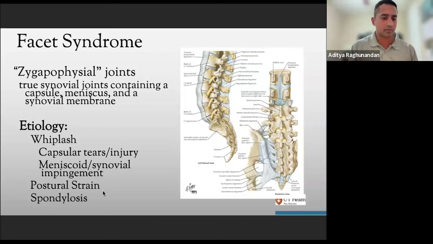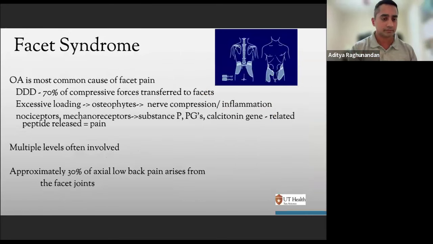Etiology of pain from this is usually whiplash injuries. When we talk about whiplash injuries, it's a combination of both a capsular tear and insult, and sometimes you can have these synovial folds that get impinged on themselves that can also cause pain. Prolonged postural strain can also increase load on the facet joint. This isn't something that happens acutely. This is more of a chronic or chronicity type issue. And then spondylosis, we went over that term and what that means, but it can ultimately put more load on the posterior elements, which can cause facet arthropathy or facet syndrome.